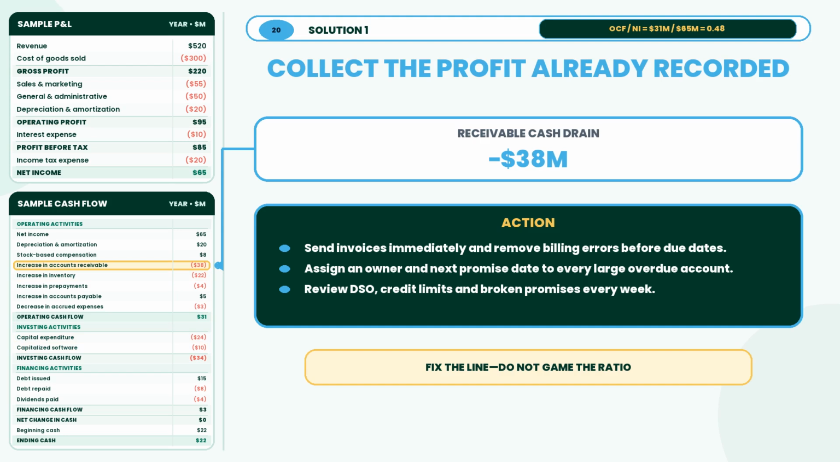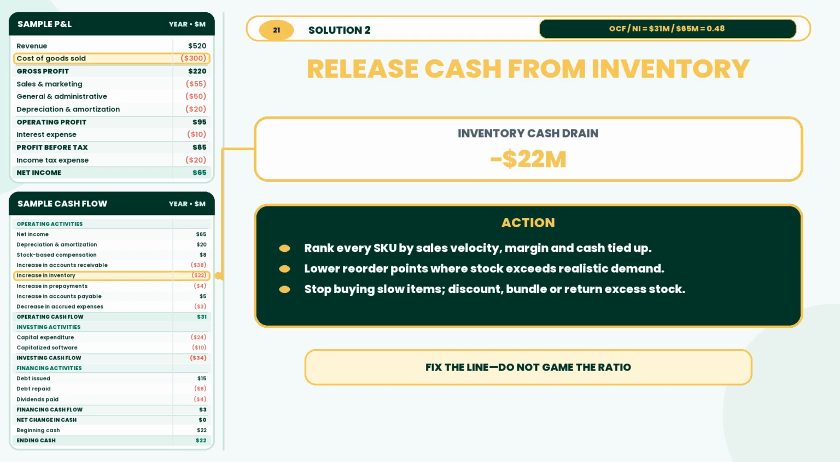Solution 1 points directly to receivables. Invoice faster. Give owners to the largest overdue accounts. Tighten credit limits. Solution 2 points to inventory. Separate fast, slow, and obsolete stock. Reset reorder points. Stop low-velocity purchases. Sell excess inventory. Give one person a measurable cash release target against the 22 million drain.